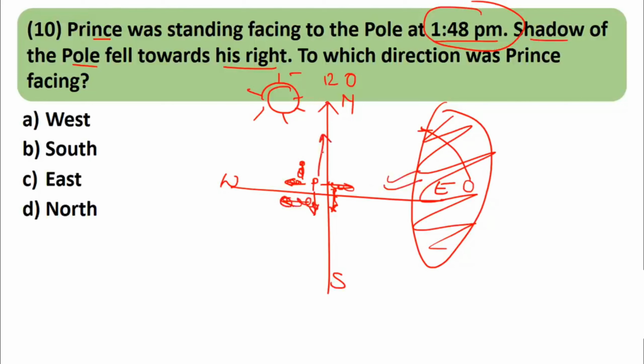Let Prince face north. What is right of Prince? This. Where is the shadow of the pole? On this side only, that is on the right only. So Prince is facing the north. See how easy it was. Okay, moving to the next question.